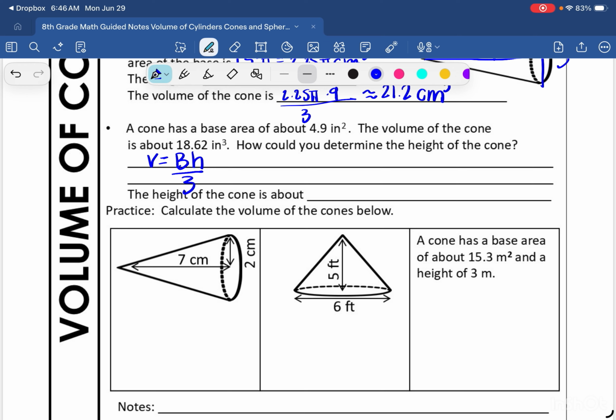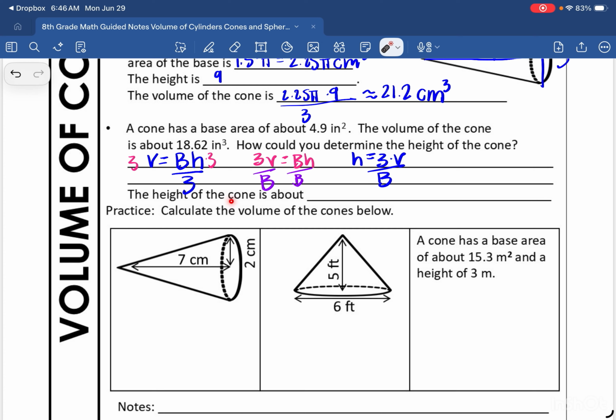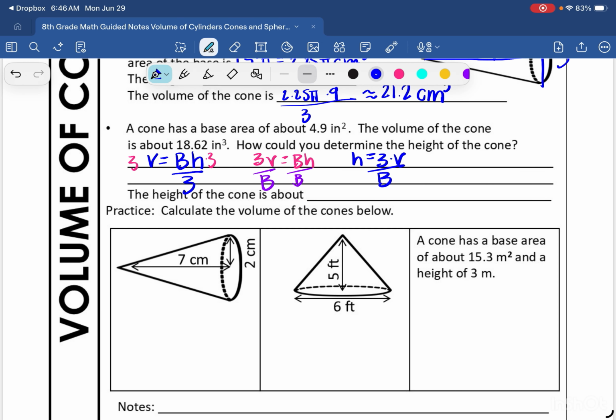Now, if we want to solve for h, we're first going to multiply each side by 3. So that's going to be 3 times the volume equals Bh, and then we're going to divide each side by B, so that's going to give me h equals 3 times the volume divided by the area of the base. Now it asks us to determine the height of the cone. So we will do 3 times the volume, which was 18.62, divided by the area of the base, which is 4.9, and that is about 11.4 inches.